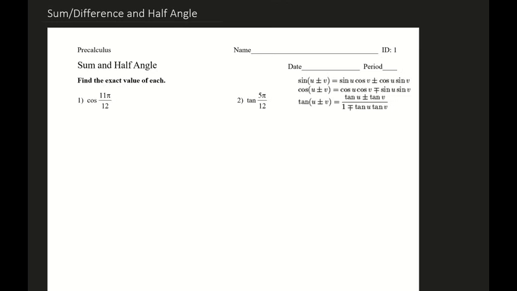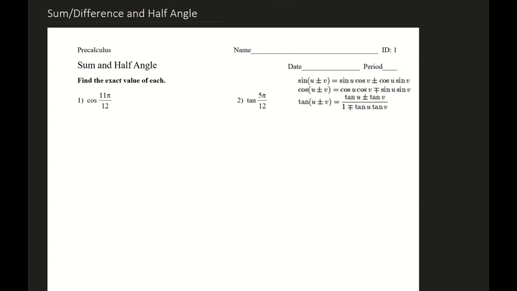Hello, today we're going to take a look at reviewing how to find exact values for our sum and difference identities and our half-angle identities. So for our sum and difference, we can use this for our angles that are typically going to be our twelfths. Like for example, we've got our cosine of 11 pi over 12.